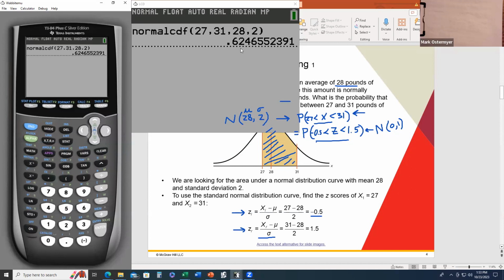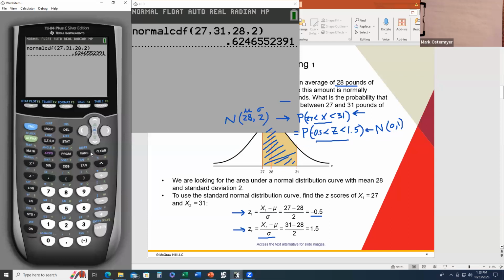So there's about a 62% chance that if we randomly select one of these households, the monthly amount of paper waste that's discarded would be between 27 and 31 pounds. The probability of that occurring would be about a 62% chance. Now, I'm going to show you that the probability we computed is equal to the probability of the standard normal distribution if you standardize these endpoints.